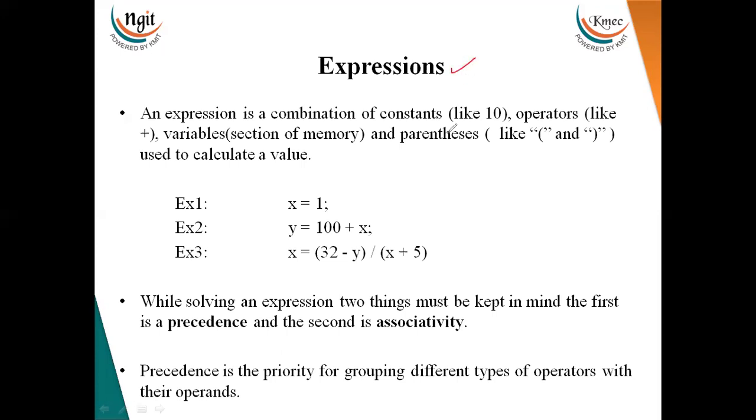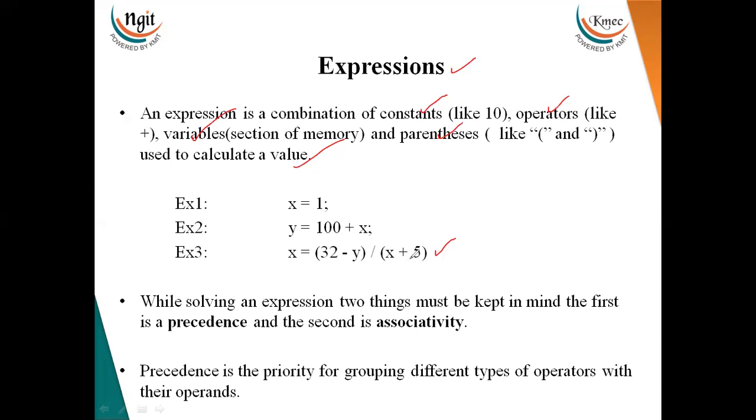So what does expression mean? It's a combination of constants, operators, variables, and parentheses, which is used to calculate a value. So here you can see x is equal to 32 minus y by x plus 5. This we will calculate by using the operator precedence and associativity table, right?